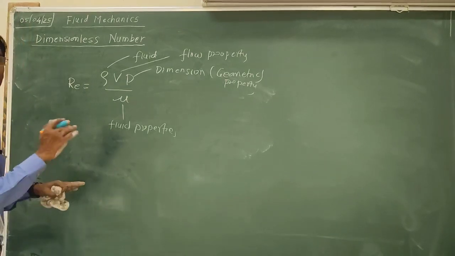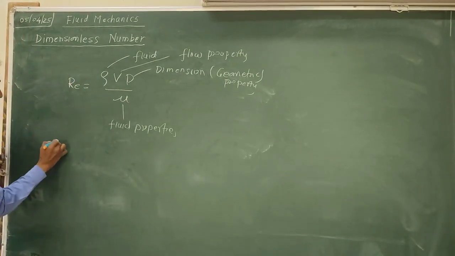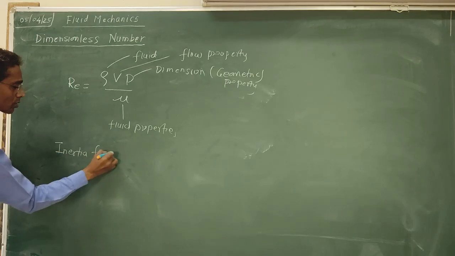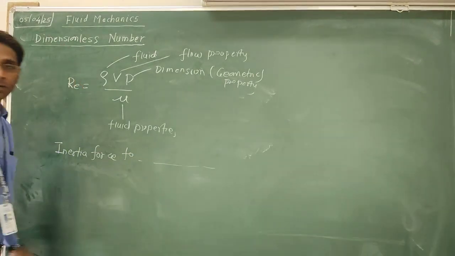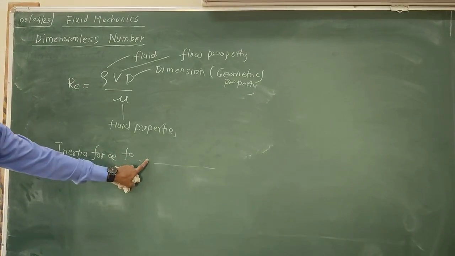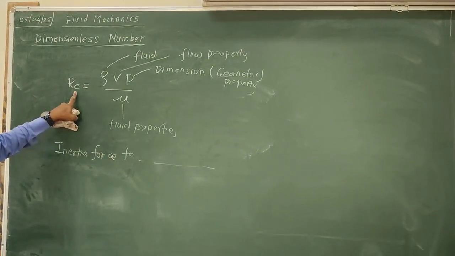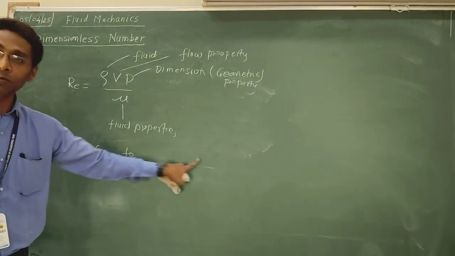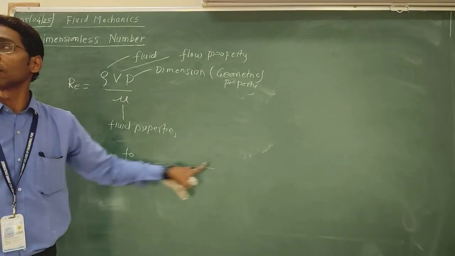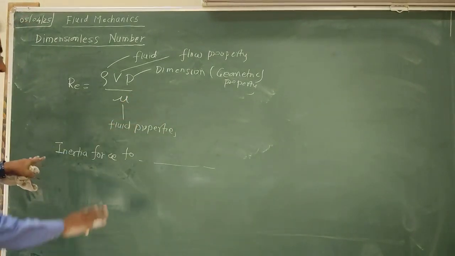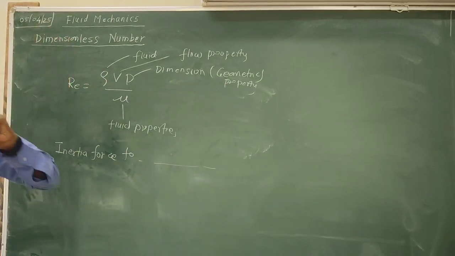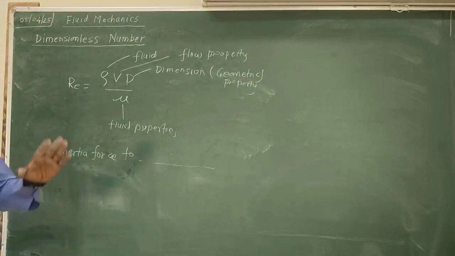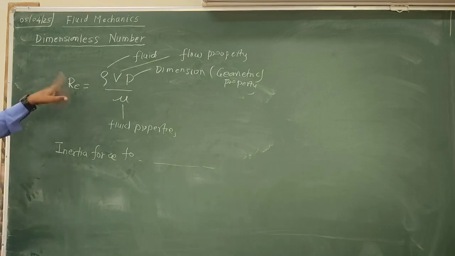All these numbers are ratios of inertia force to different forces. Inertia force to viscous force, that ratio is nothing but the Reynolds number. Then inertia force to pressure force, inertia force to gravity force, inertia force to surface tension force, inertia force to elastic force. Likewise, there are five ratios we are taking, and these five ratios will be five dimensionless numbers. So we will see one by one. Let us see first of all the Reynolds number.